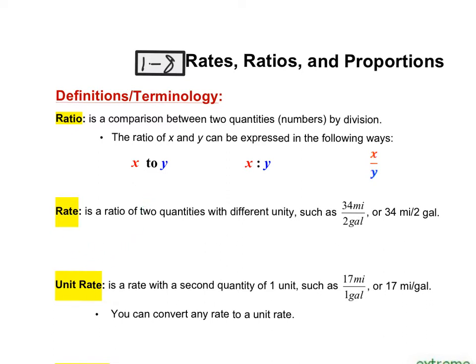A rate is a ratio of two quantities with different units, such as 34 miles per 2 gallons. A unit rate is a rate with a second quantity of 1 unit, such as 17 miles per gallon, which would be the simplified version of the rate from above. You can convert any rate to a unit rate. The way that we convert 34 miles to 2 gallons, we just simplified it, or converted it to have 1 gallon in the denominator.